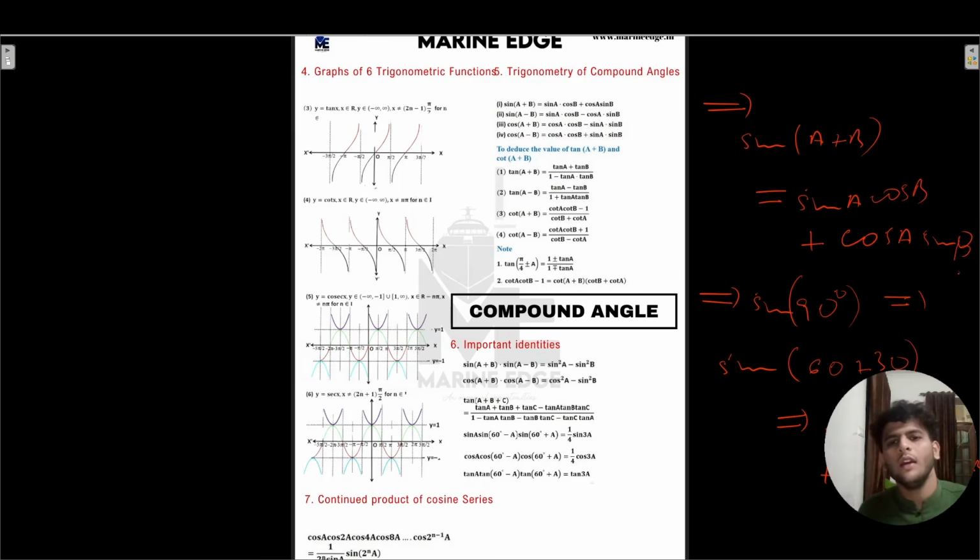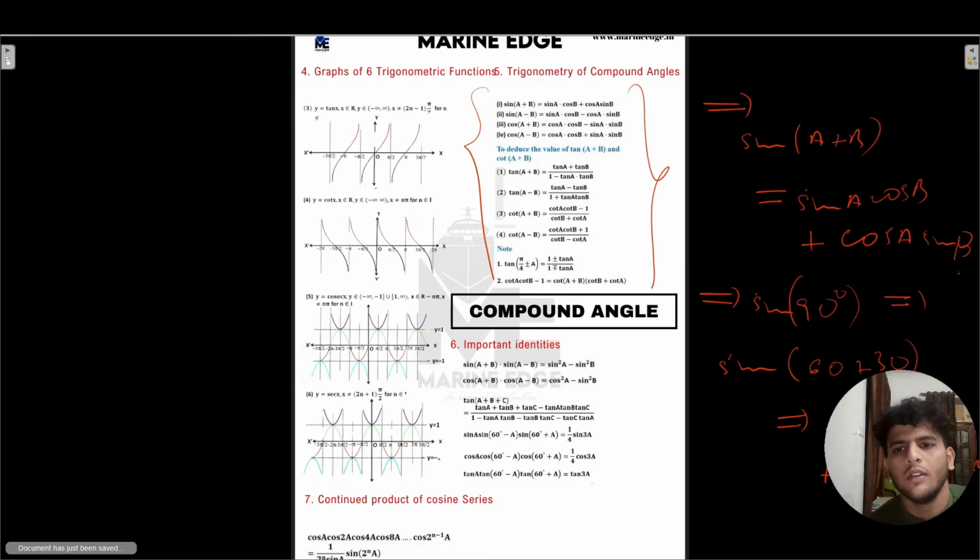Similarly, you can also resolve tan A plus B into tan A plus tan B upon 1 minus tan A tan B, tan A minus B into tan A minus tan B upon 1 plus tan A tan B, cot A plus B into cot A cot B minus 1 upon cot B plus cot A, cot A minus B into cot A cot B plus 1 upon cot B minus cot A. So you can resolve every value using these trigonometric functions for compound angles. This is also important.